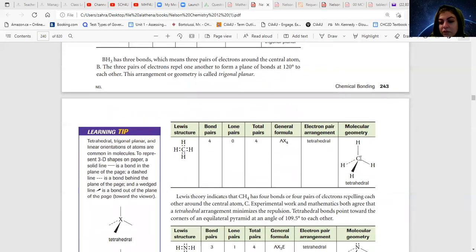CH4, you know that. So we have 4 bonds with hydrogen. C has 4 valence electrons. That's why I make it 4 bonds with hydrogen. We call it tetrahedral. The formula is AX4. There are 4 pairs of electrons, as you see. There are 0 lone pairs. You don't have any lone pair on C. Bond pairs is 4.